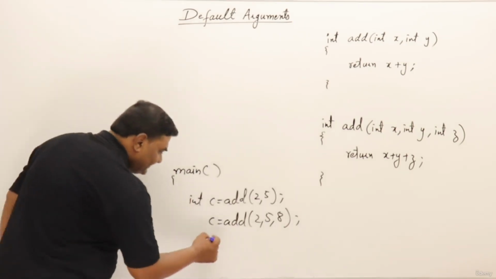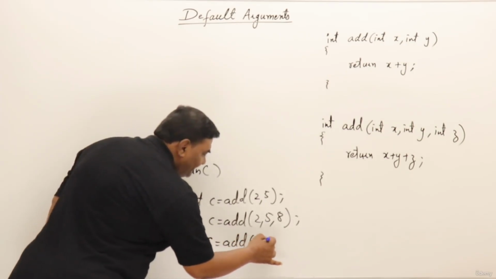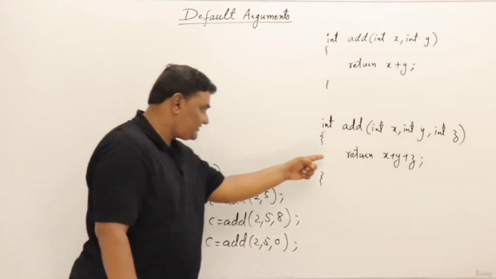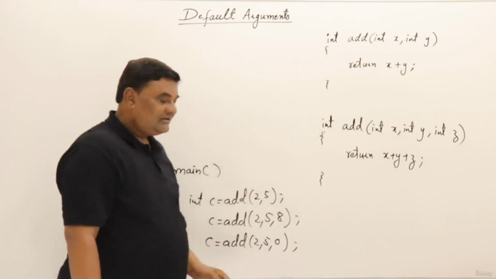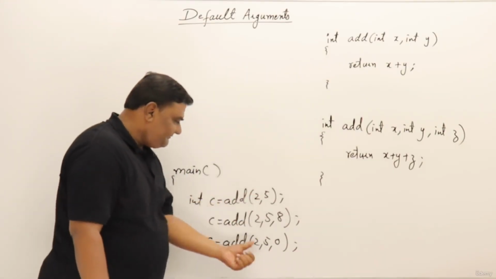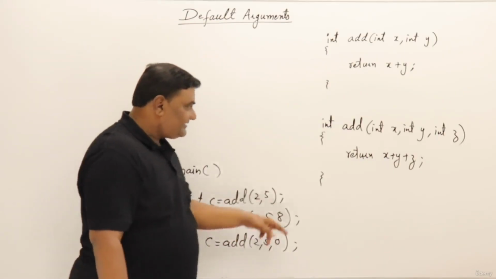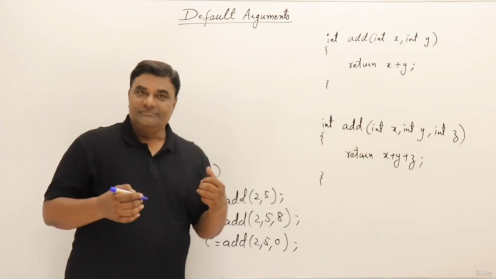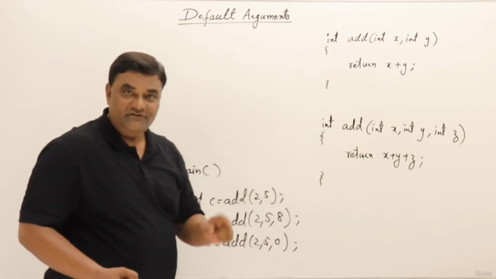But I'll show you one more thing. Can't I say add(2, 5, 0)? Which function will be called? The first. But what result will it give? Same as the first function, 2 plus 5, because the third argument I made 0. So if I am ready to pass the third argument as 0, then I don't need the first function. Come to the point: can I combine these two functions and write a single function?